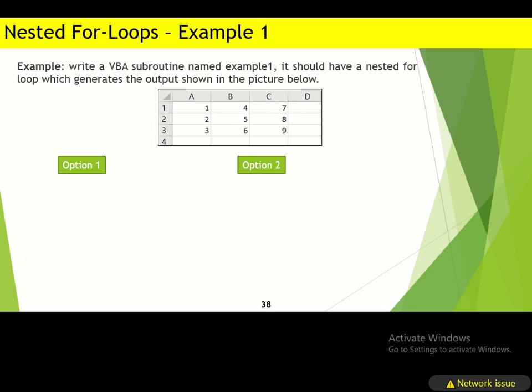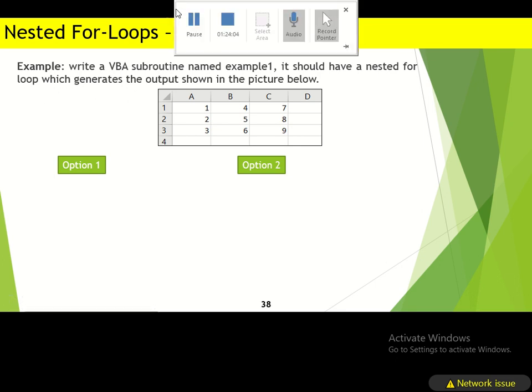Write a VBA subroutine named example 1 that should have a nested loop which generates the output shown in the picture below. Just printing the numbers. So I want the numbers in the first column, second column, third column. 3 columns, and I want the numbers in the first row, second row, and the third row. Let us do that.